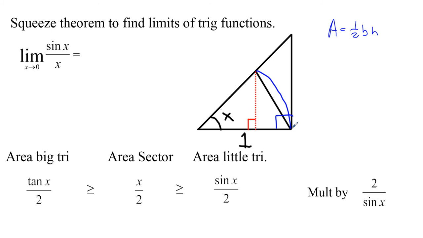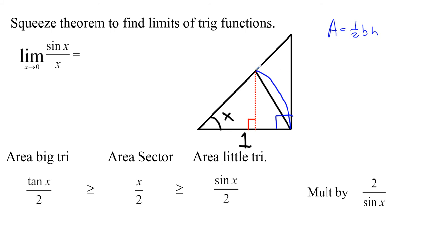Since this has a base of 1, 1/2 times 1, there's your base. And if you have this angle here, x, then the height, and if you need me to do this in class, I will, you can manipulate this triangle so that the height is equal to just tangent x. So 1/2 times 1 times tangent x is tangent x over 2.